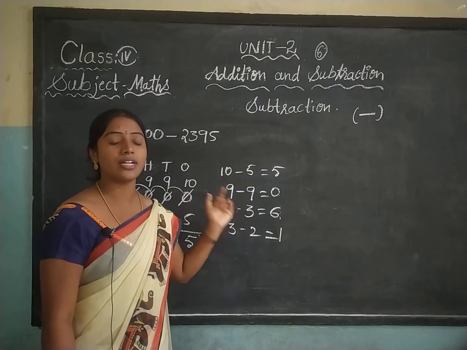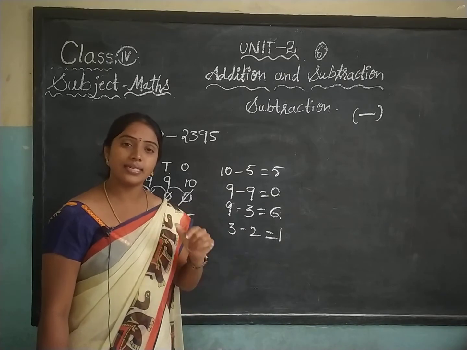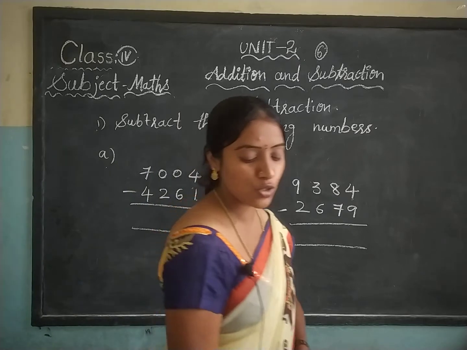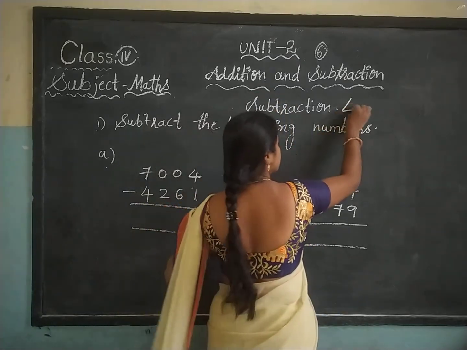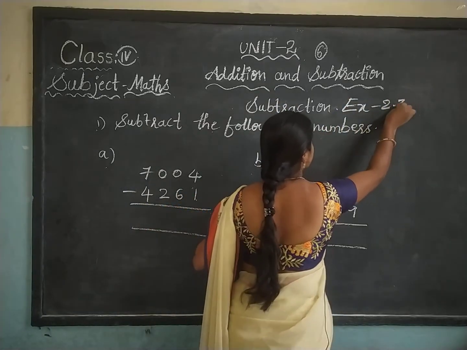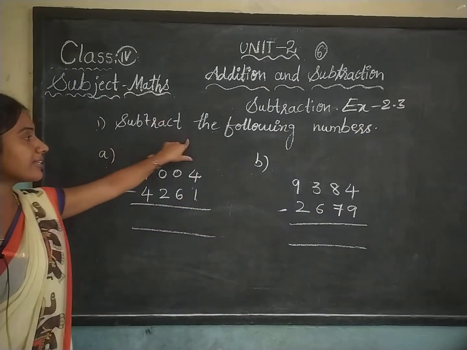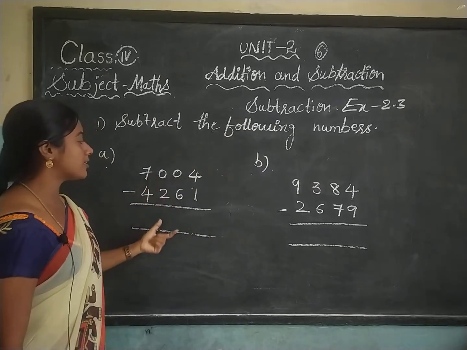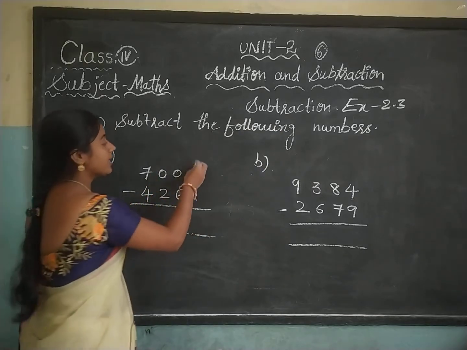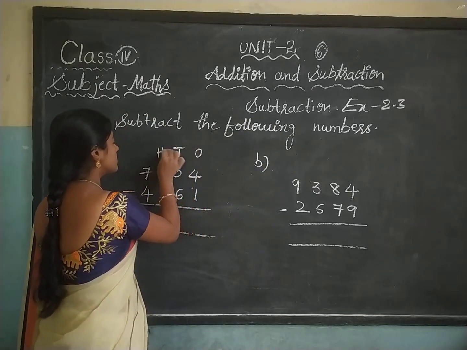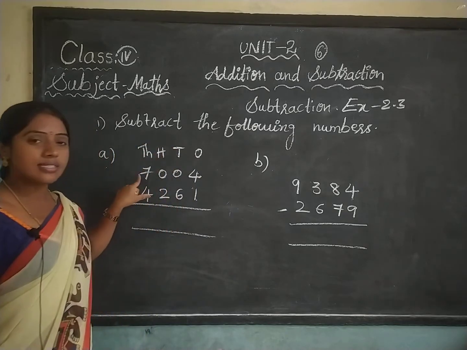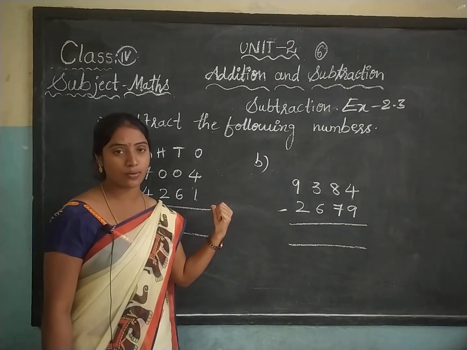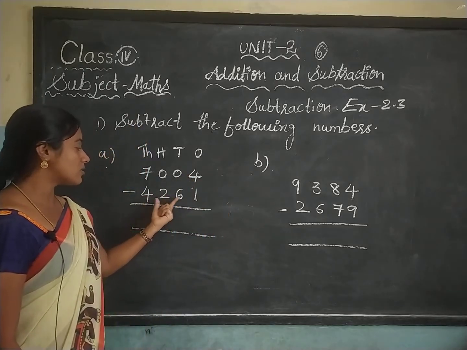Okay, don't confuse. Once you have to do in your rough notebook. Okay children. Let us see exercise 2.3. First bit is, what is the first bit? Subtract the following numbers. So they given here numbers, you have to arrange the column wise. Okay, ones, tens, hundreds and thousand. What is the numbers here? 7004 minus 4261. Okay, 7004 and 4261.